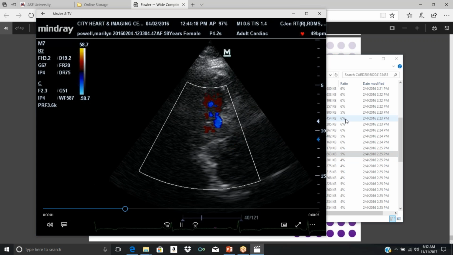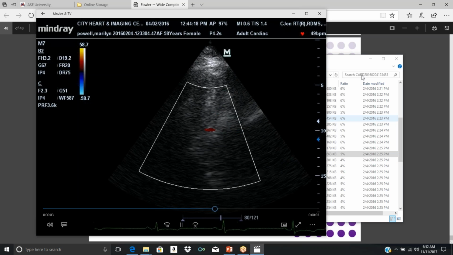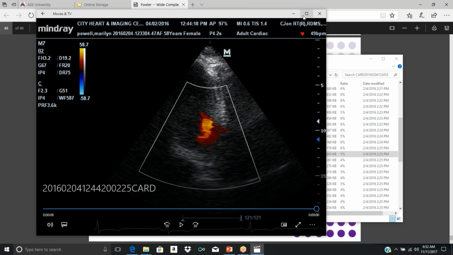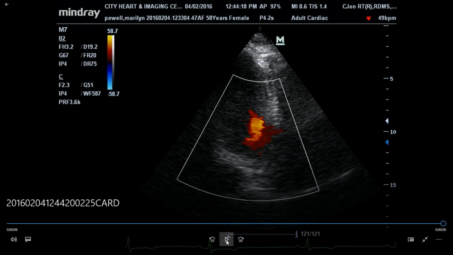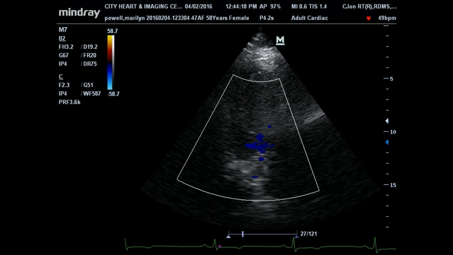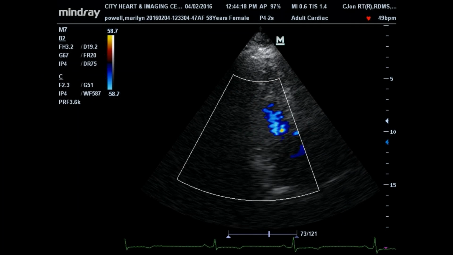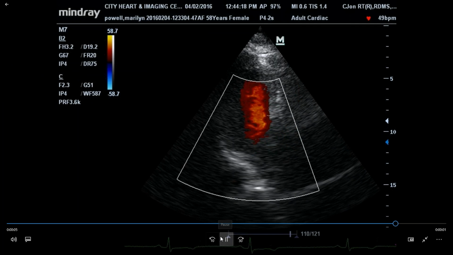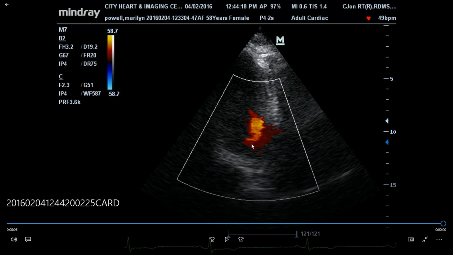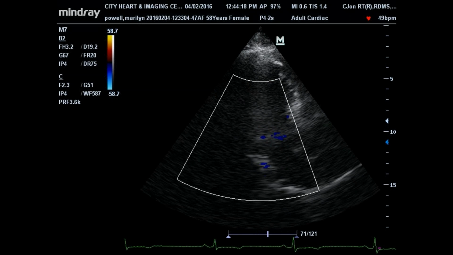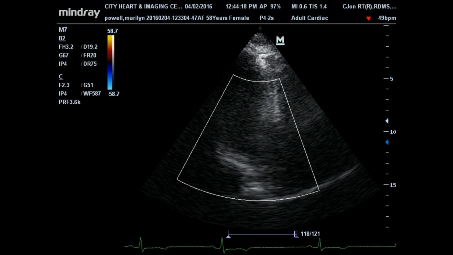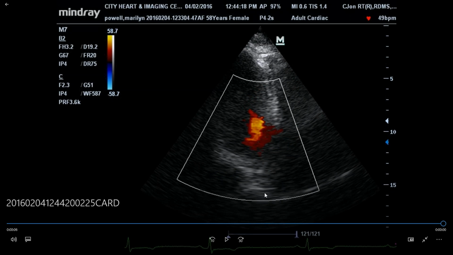And for the apical 3-chamber view, you do the same thing. Have a protocol, stick to the protocol, and you won't miss much. If you look closely, you can see that blue jet across the mitral valve, suggesting mitral regurgitation.